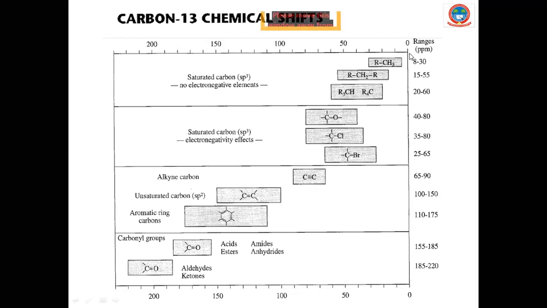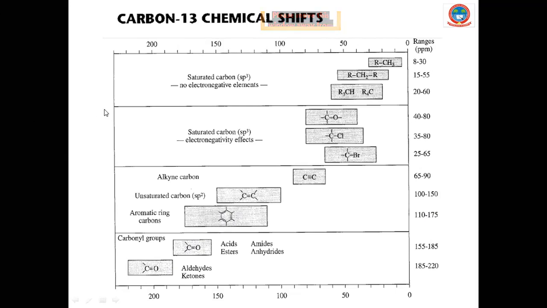sp2 hybridized carbon, it starts from 100 onwards, we can say. So see, from 100 to 220 or beyond that, you will find only sp2 hybridized carbon. You see, in this all carbons are sp2 hybridized. You can see, right? Yes. See, so have a very simple approach.